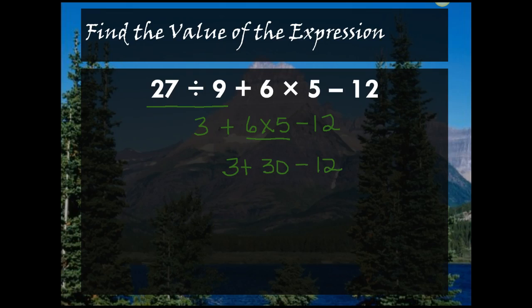That takes care of all of the multiplication and division, so now I can move on to addition and subtraction. The first thing I come to is the addition of 3 plus 30. That is 33, and I need to subtract 12. My final step is 33 minus 12, which equals 21. The final answer to the problem is 21.